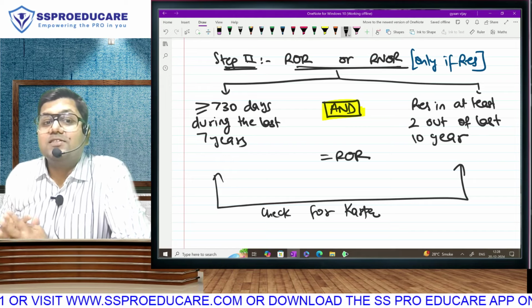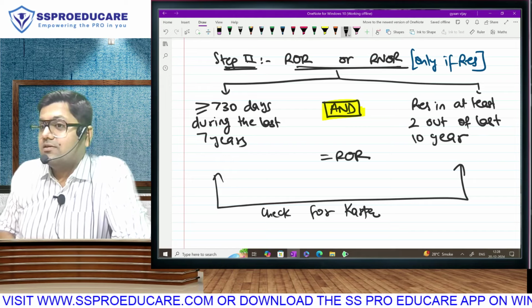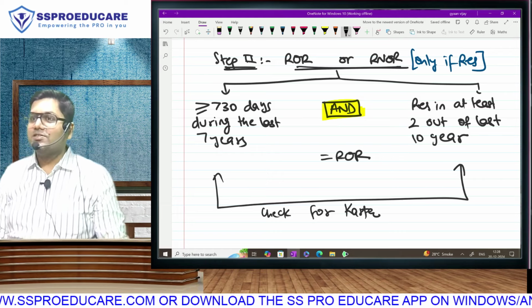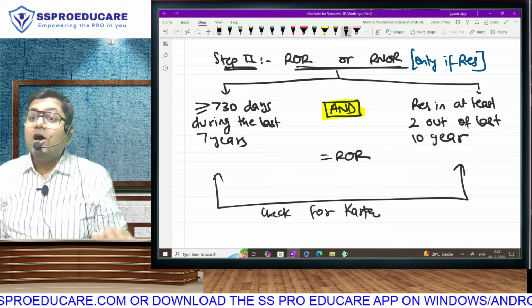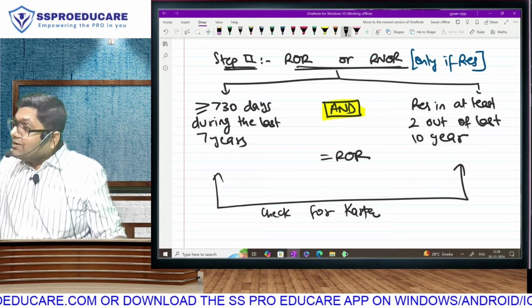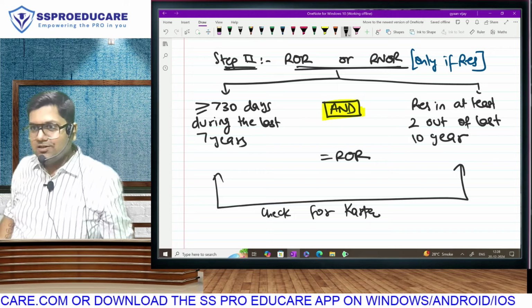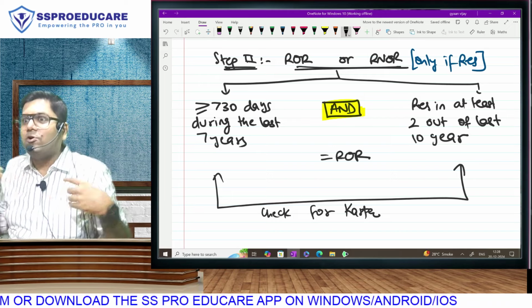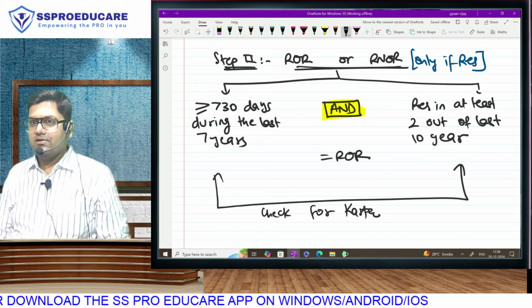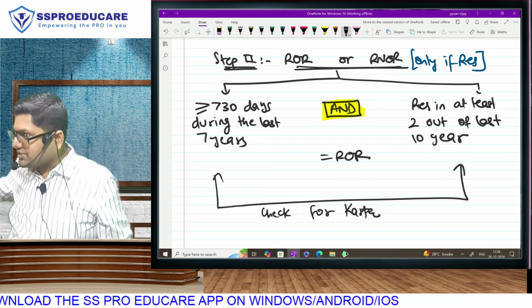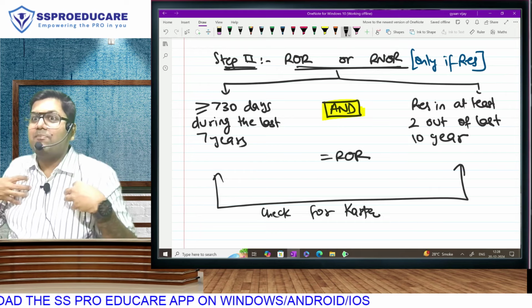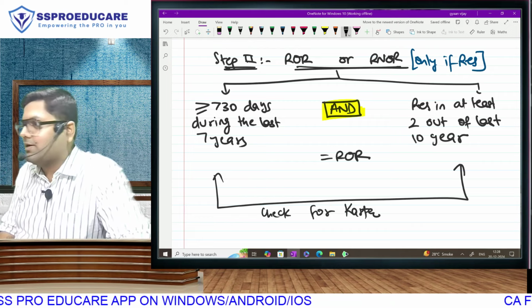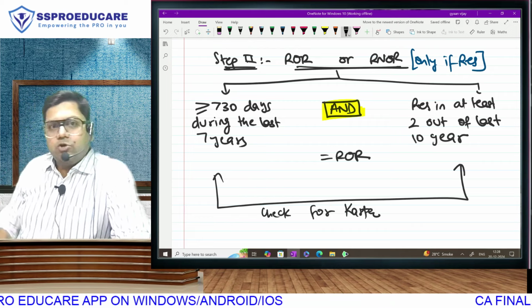Sir, whose residential status are you checking? HUF. Control and management, you check for whom? Obviously the HUF. Then how can you check the Karta, who is a different assessee? Think about it. Me as an individual, I am a separate assessee from the HUF that I have created. If I have a firm, that firm is separate. If I have a company, that company is separate. My identity in income tax is different from the identity of my HUF. So you check for the HUF.